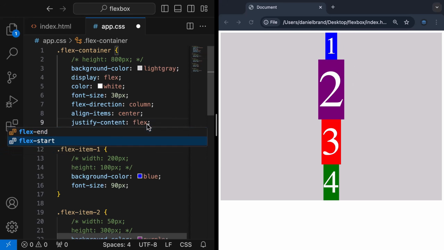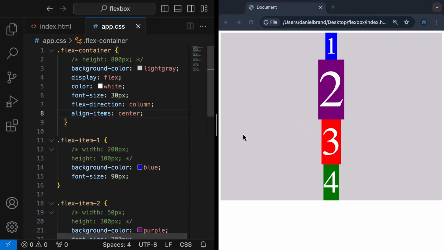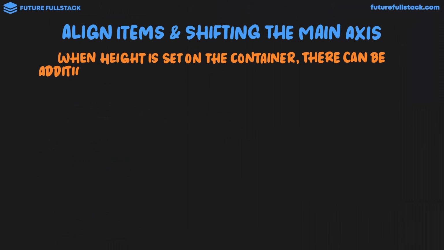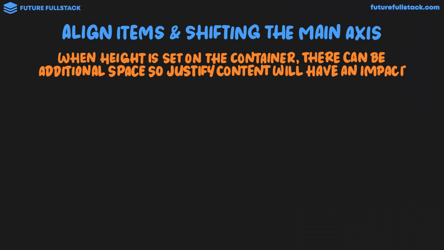Let's try flex start, and you'll see there is no change. Okay, I'm just going to remove this one for now. Now, when height is set on the container, there can be additional space, so justify content will have an impact.